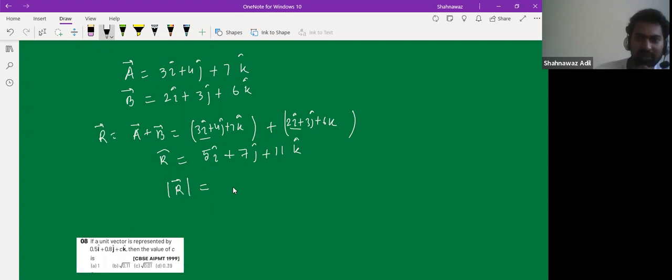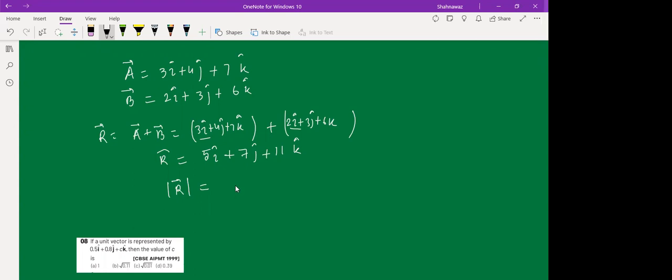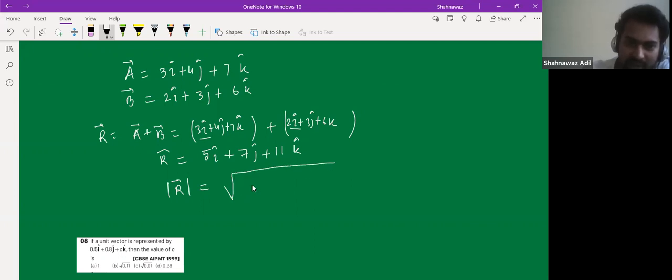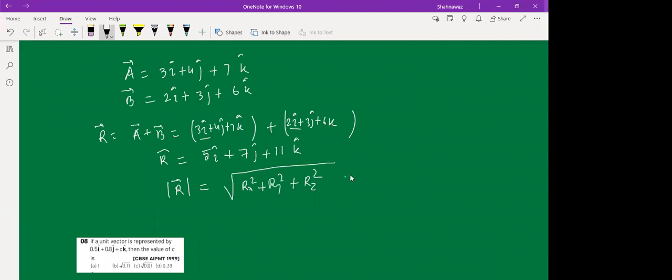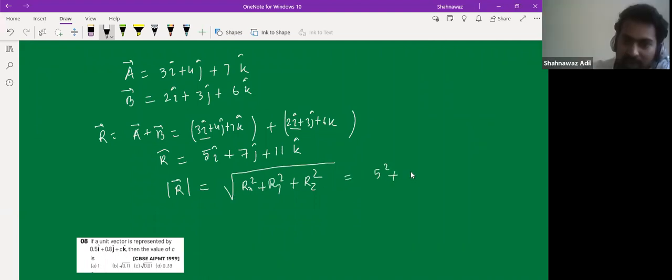What will be the magnitude of this vector? We'll just add the respective terms along i, j, k. The magnitude is the square root of rx square plus ry square plus rz square. So the magnitude will be 5 square plus 7 square plus 11 square, so 25, 49, 121.